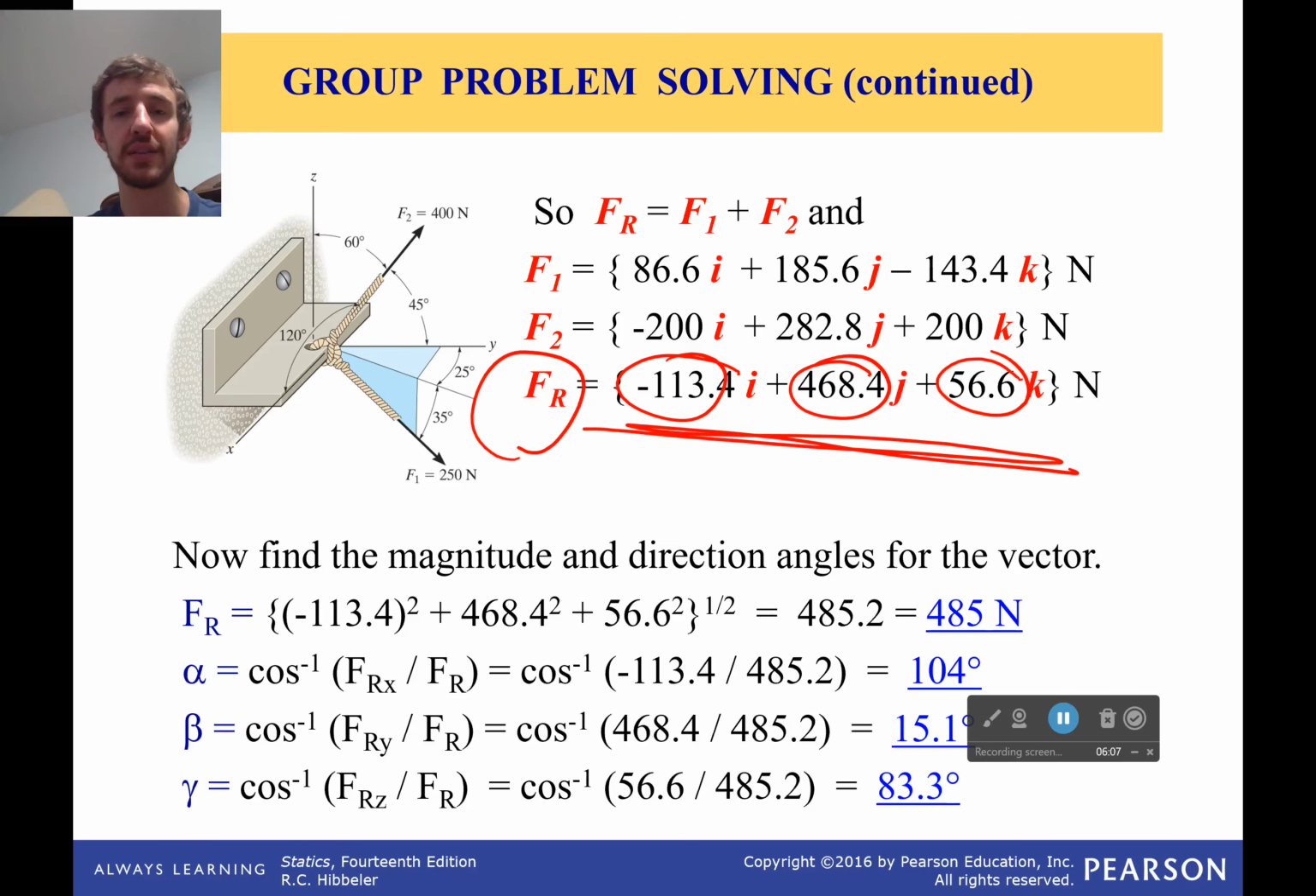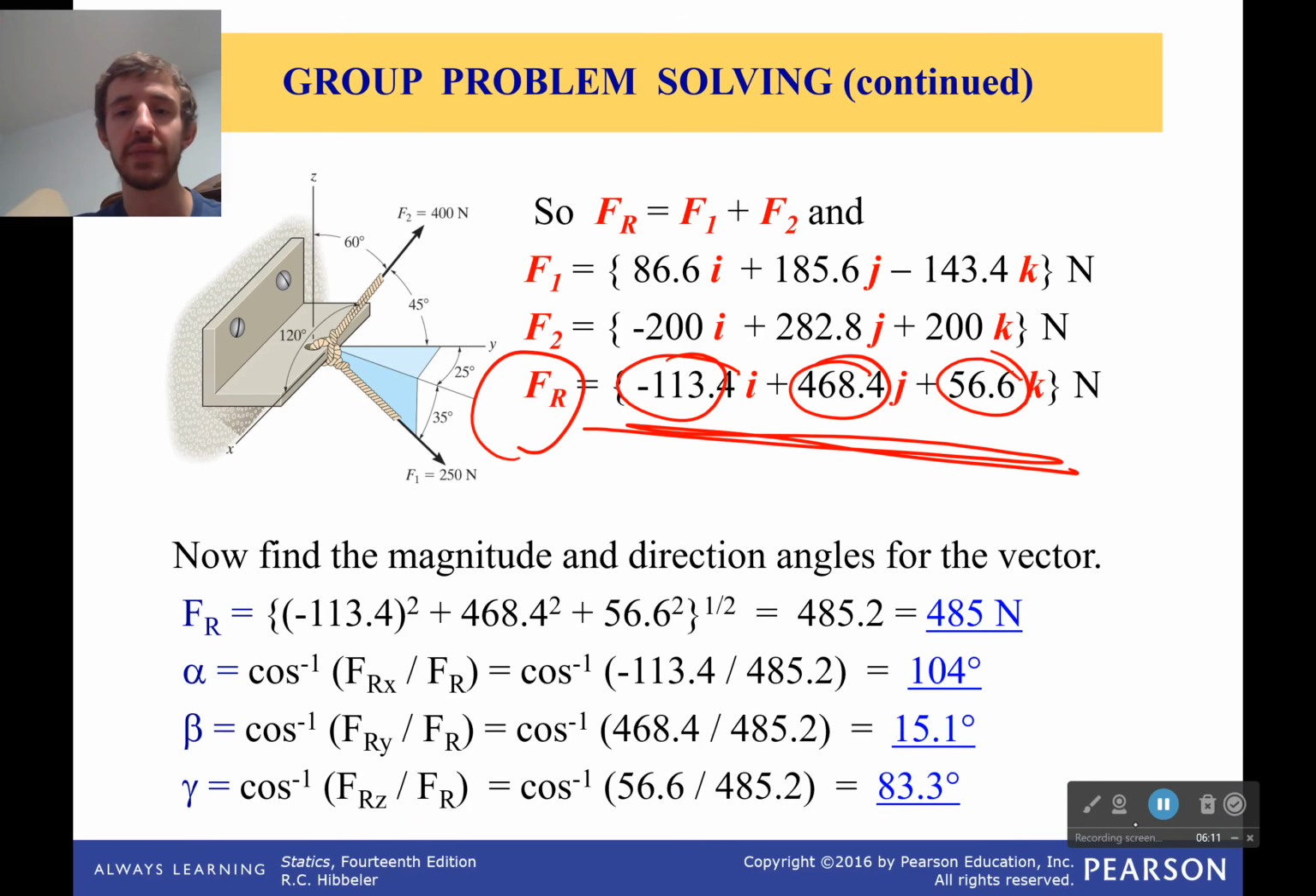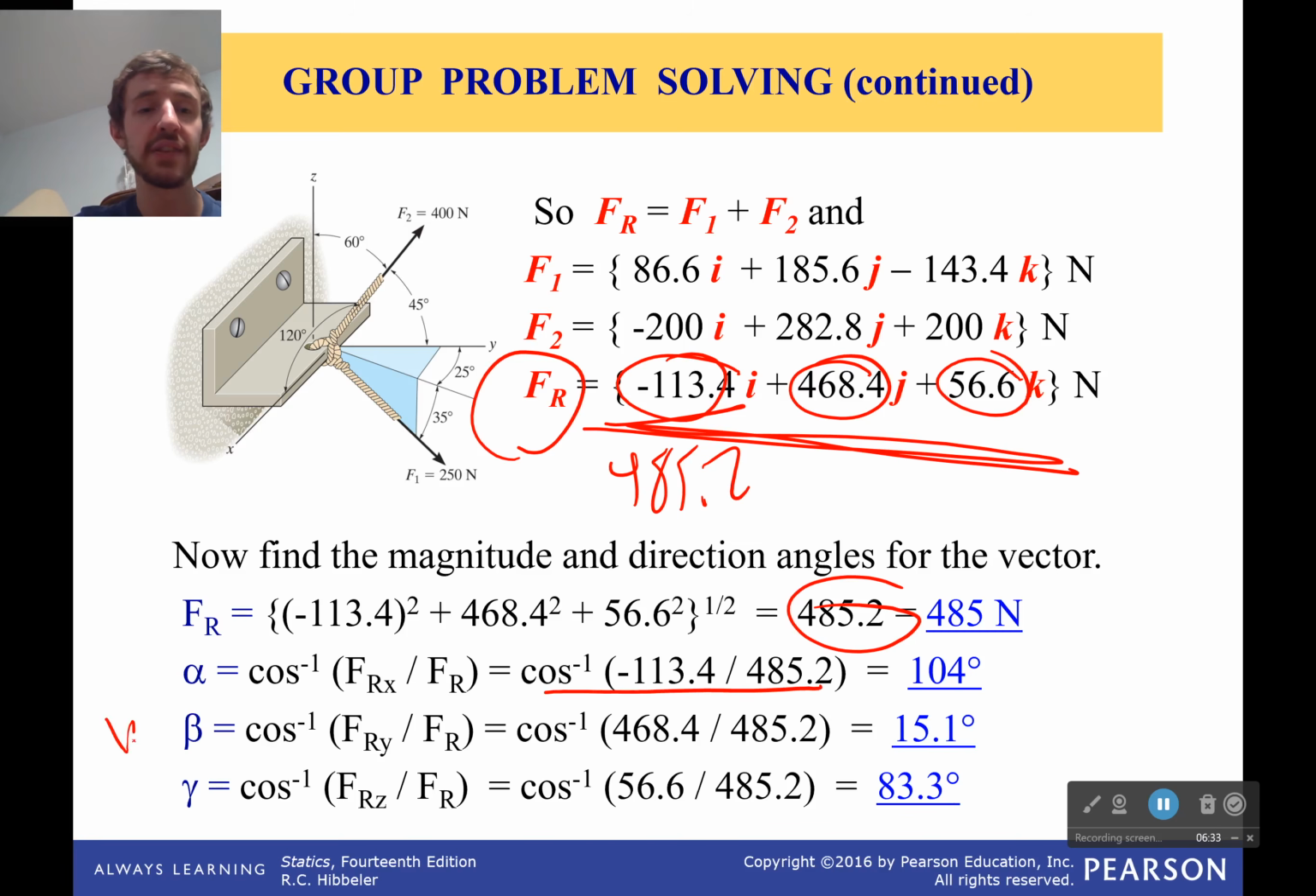So let's do that. There's a whole lot of math that has happened right here. Let's break it down. So first off, we took the magnitude of a vector, just like I said. And then we said, well, okay, we'll take negative 113.4 and we'll divide it by 485.2. And we'll take the inverse cosine of that. And that's what they did. And so it's 104 degrees to the x-axis. And then they repeat the process for the y-axis and for the z-axis.